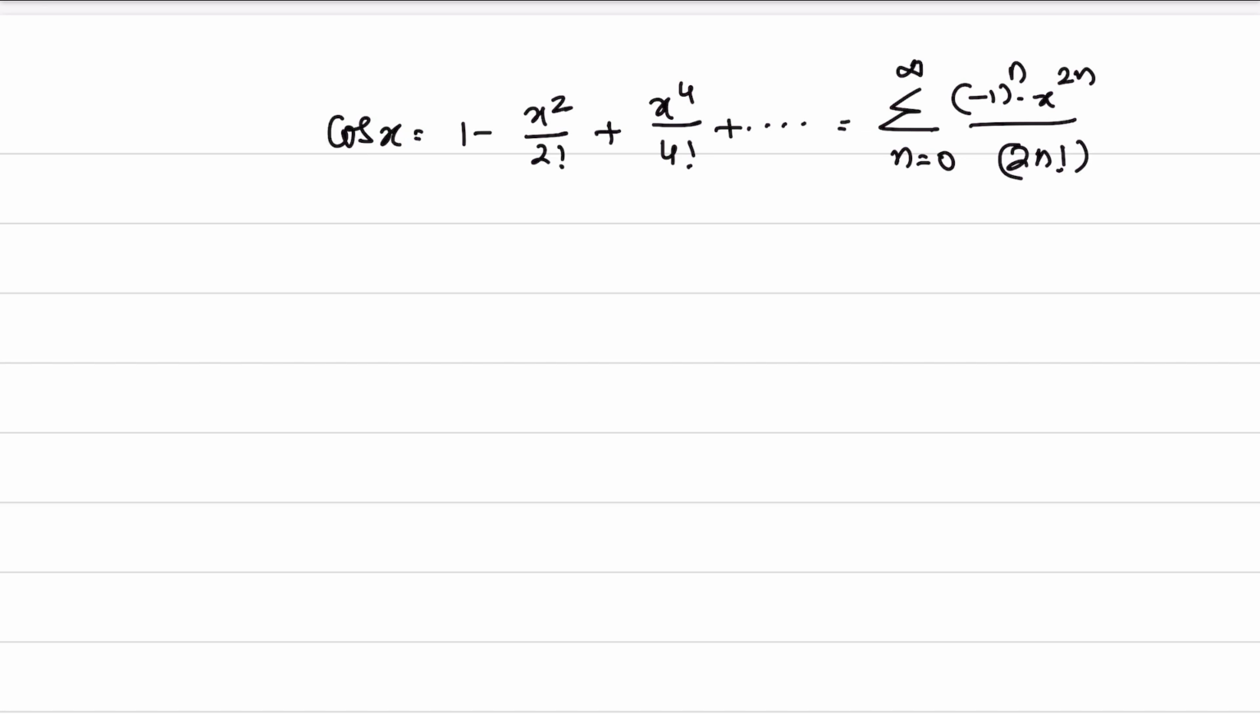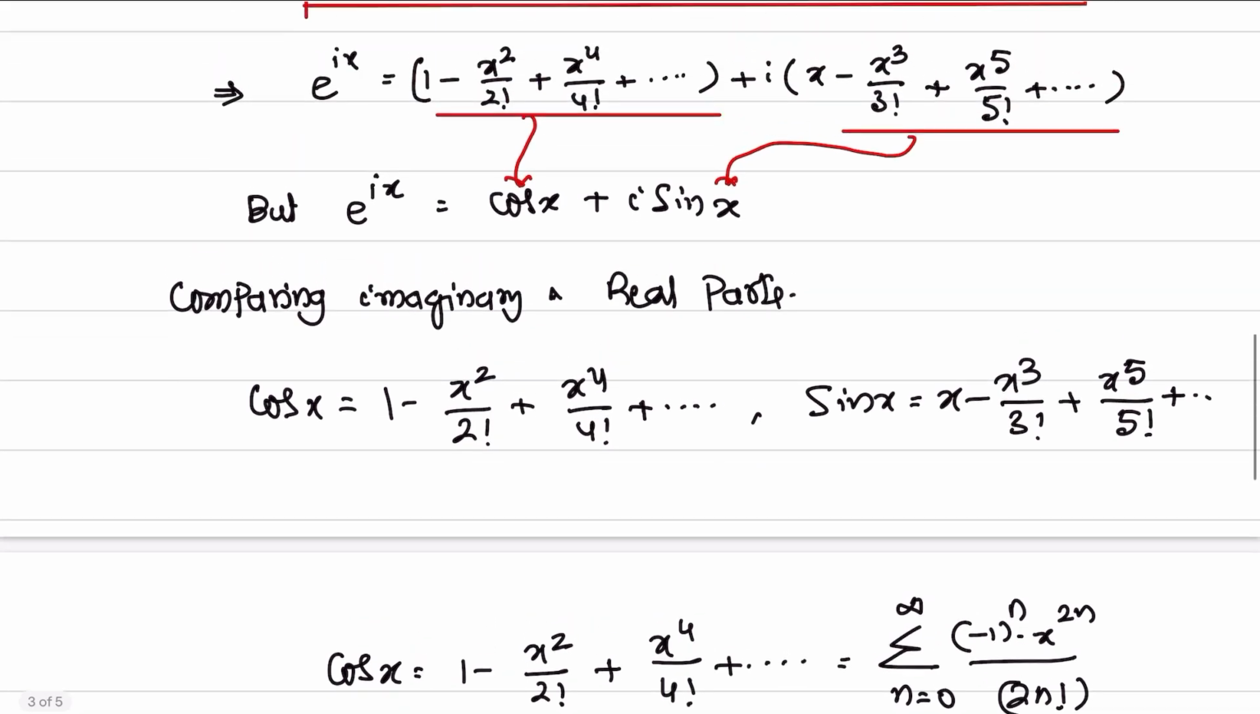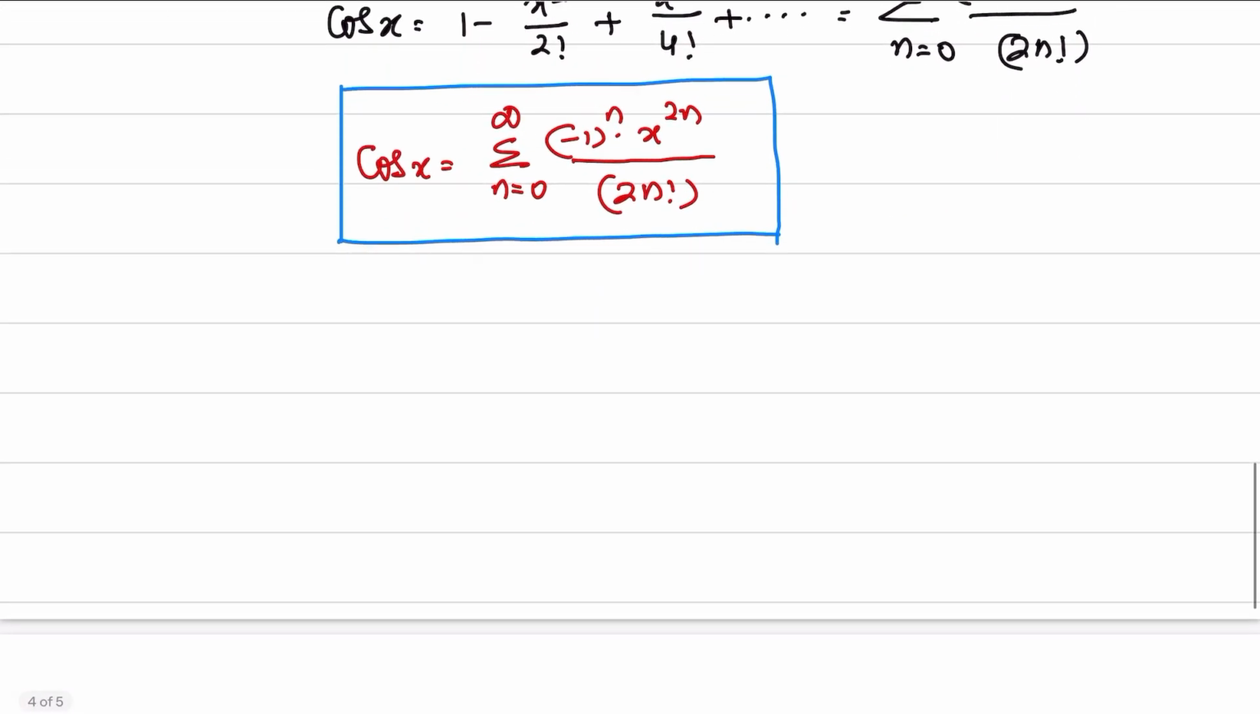That means we can write in the Taylor's expansion, cos x is equal to summation n is equal to 0 to infinity, minus 1 to the power of n into x to the power of 2n whole divided by factorial 2n. This is the value of cos x. Now, we will come to the value of sin x. Sin x we have compared with what? Imaginary value. x minus x cube by factorial 3.